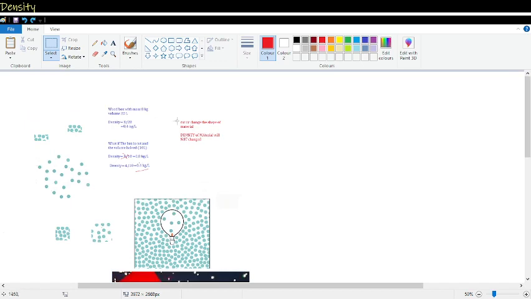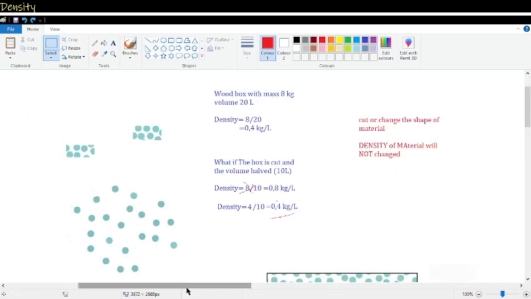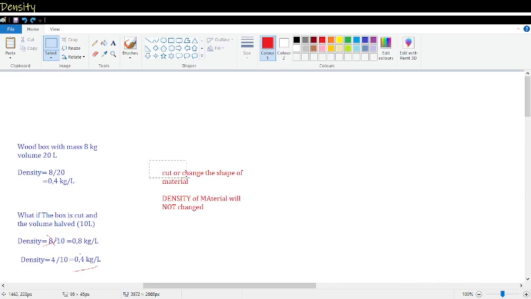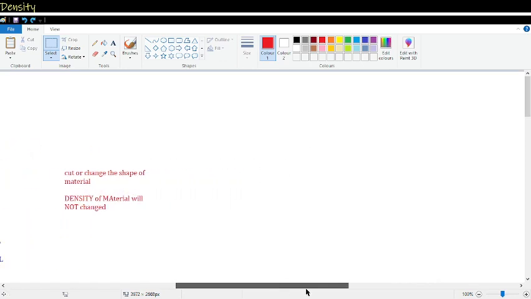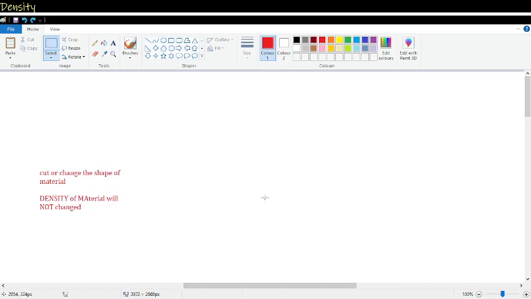Now, if we know that you cannot change the density of a material by cutting or changing the shape, how could a ship or submarine float on the sea?